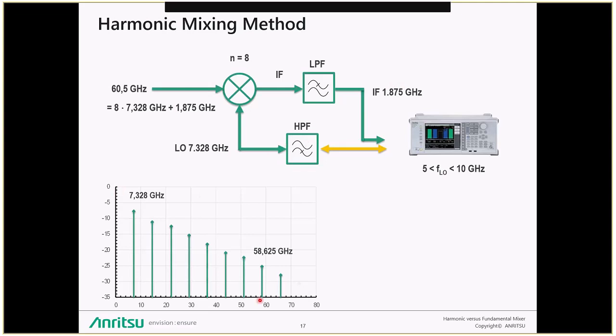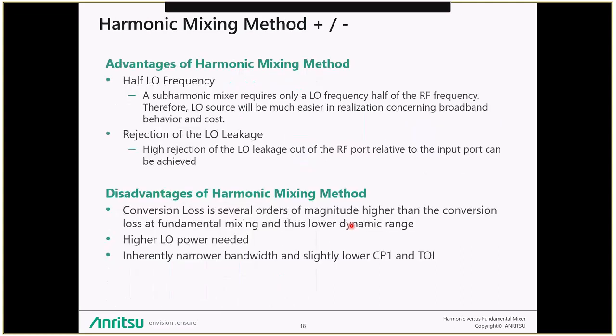Here in this graph, we can see one of the main disadvantages that we will have, and that is that the higher the order, the lower the output power we will get in the local oscillator. This will highly impact the dynamic range. So which are the advantages and disadvantages of this harmonic mixing method?